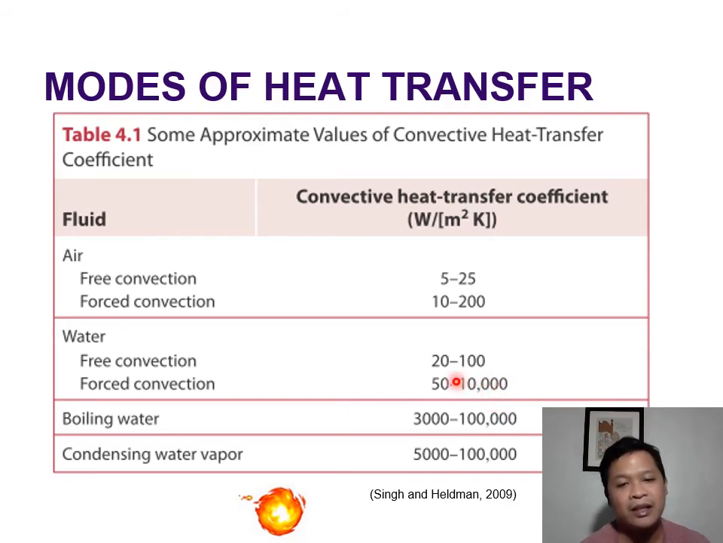Alright, and as usual, typically air and water are the fluids most often used for convection because these are readily available, and as we can see, typically the highest convective heat transfer can happen when using water vapor, which condenses on the surface and thus causes a very rapid transfer of heat.